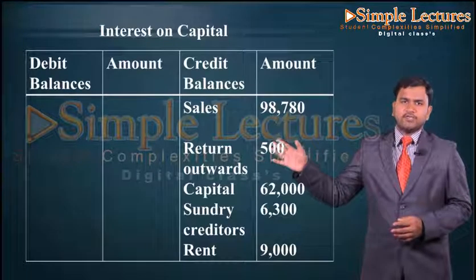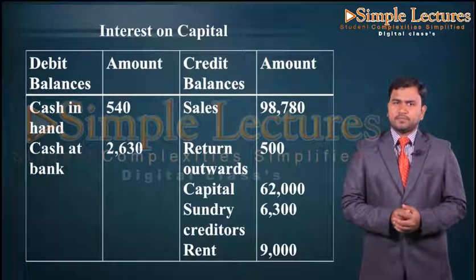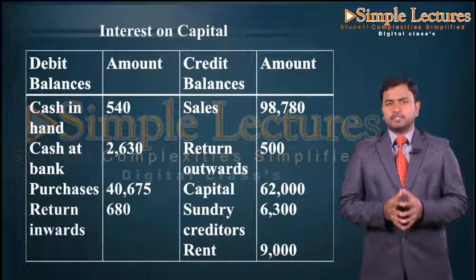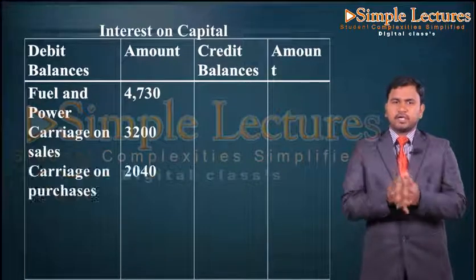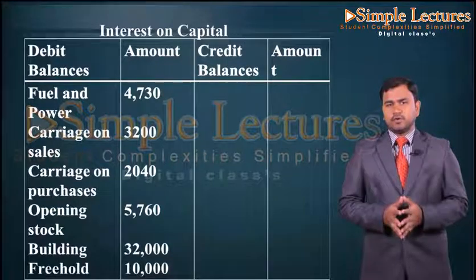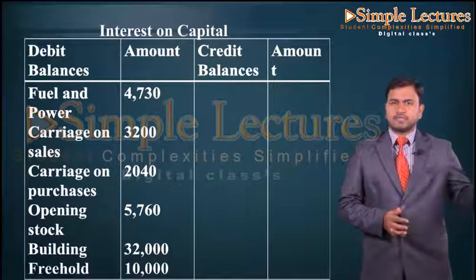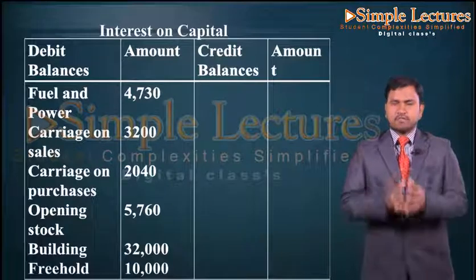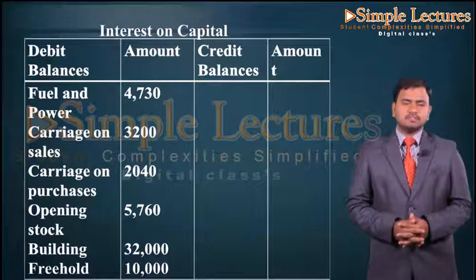Then in the debit balances we have cash in hand, cash at bank, purchases, return inwards, wages, fuel and power, carriage on sales, carriage on purchases, opening stock, buildings, freehold land, machinery, etc. From these debit balances as well as the credit balances, we are going to prepare the trading and profit and loss account and balance sheet.